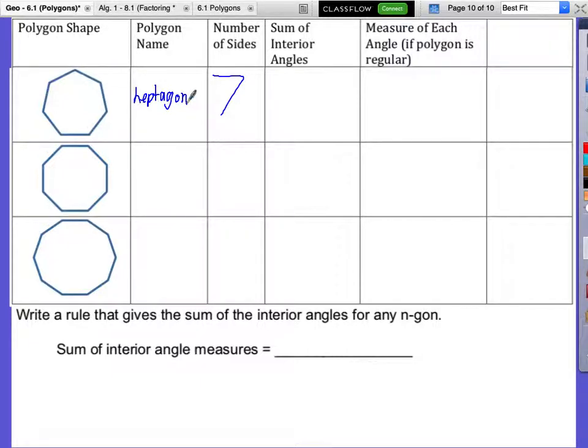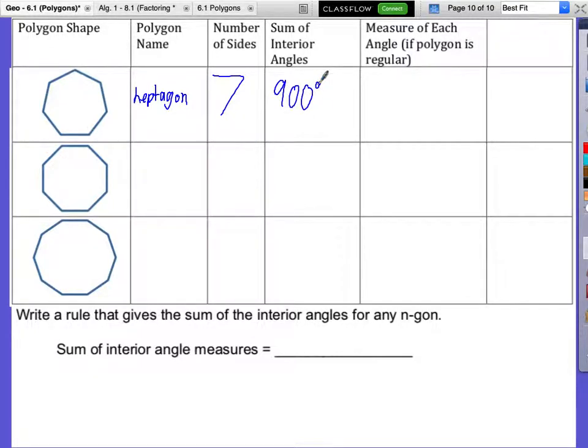Wait, that doesn't feel right, something's inconsistent. Here, at least 3, 4, 5, 6, 7. Yeah, I would say, let's go with 900.